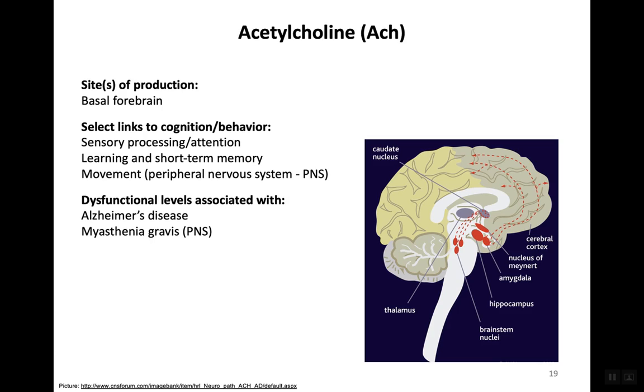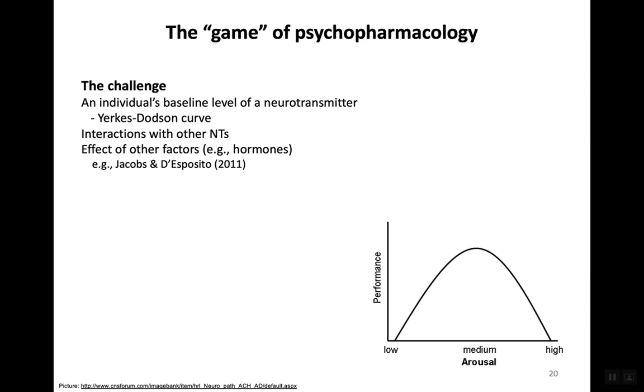Of course, since we might know that Alzheimer's disease has a damaging effect on the forebrain, it should come as no surprise that dysfunctional levels of acetylcholine can be encountered in Alzheimer's disease. Okay, so with that being said, there is an interesting note to be made here, and that relates to the dysfunctional levels or suboptimal levels of a specific neurotransmitter. And this is interesting because it provides an important challenge to psychopharmacology.